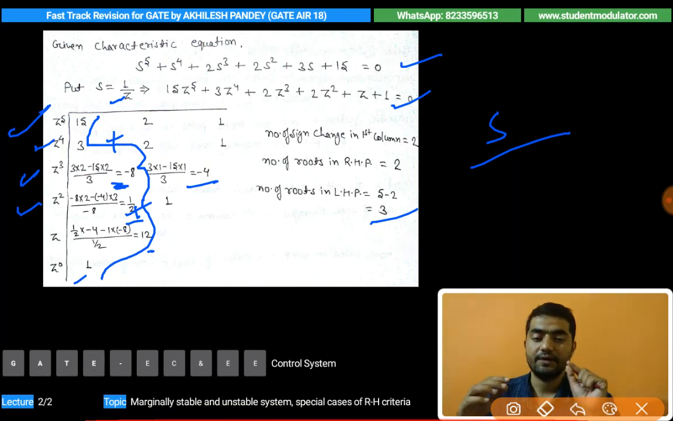If only one element of the column is 0, meaning in a row the first element is 0 and the entire row is not 0, only the first element is 0, then we can solve it using the 2 methods that we have studied just now.